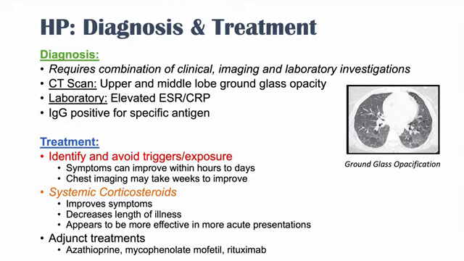Once you make the diagnosis, you move on to trying to identify and avoid the triggers. So a good history of exposures is critical here. Once you do identify, try to avoid those triggers. You can use systemic corticosteroids, but again, these seem to be most effective in the acute presentations. And some adjunct treatments include azathioprine, mycophenolate mofetil, and rituximab.